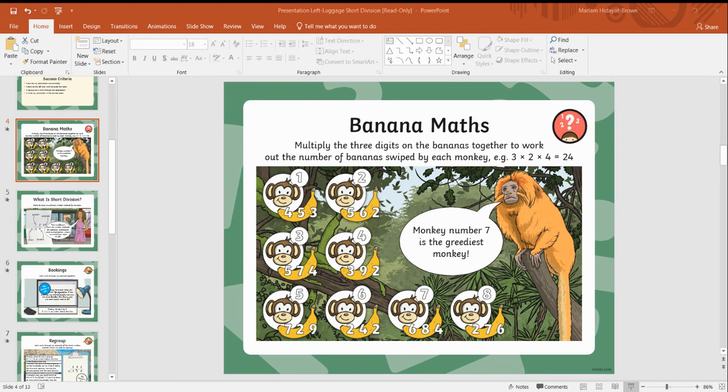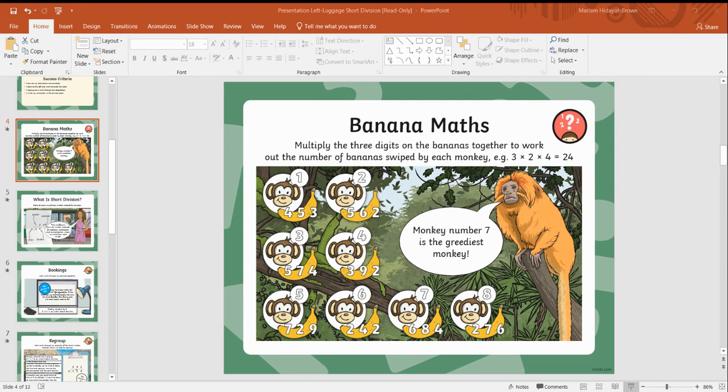So which is the greediest monkey? You will need to multiply the 3 numbers on each banana. For the first one, 4 times 5 is 20, 20 times 3 is 60. Have a go at doing that now on your piece of paper. Pause the video if you need to. So the greediest monkey would have been number 7 with 684.